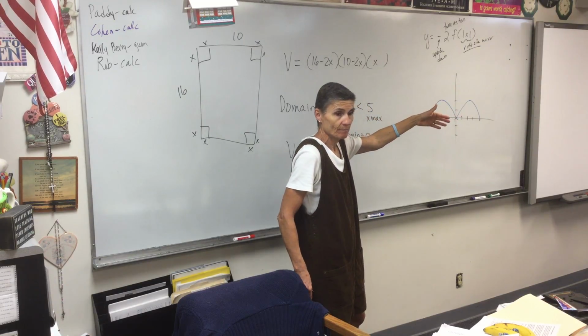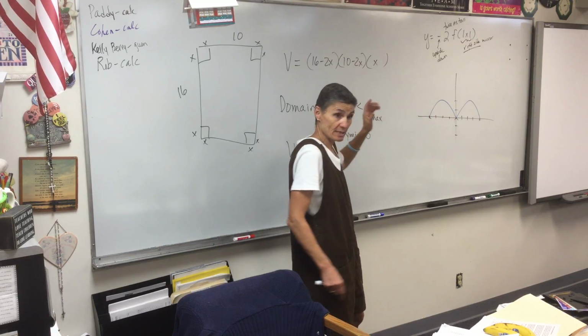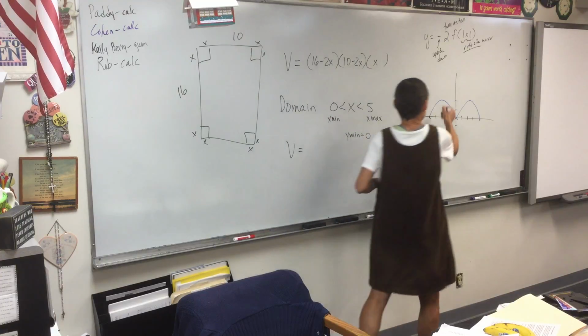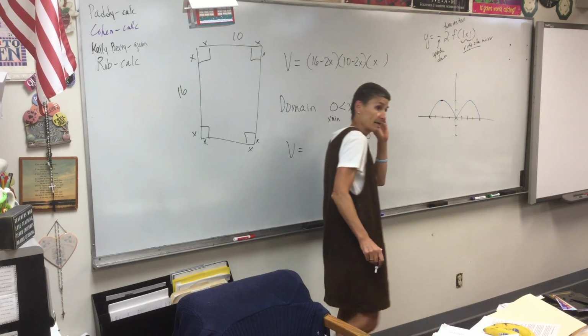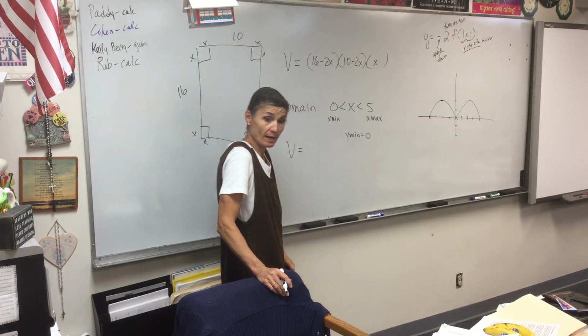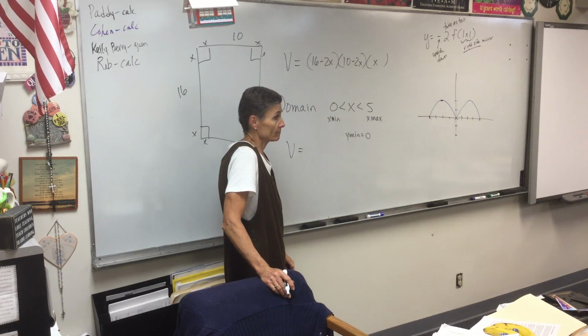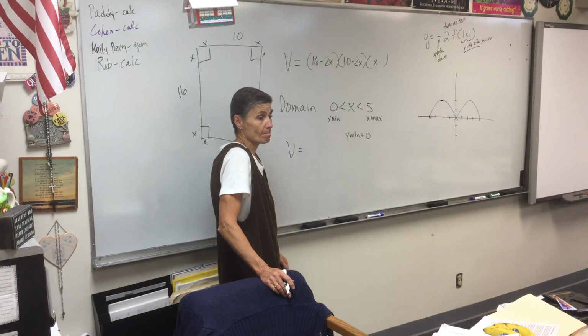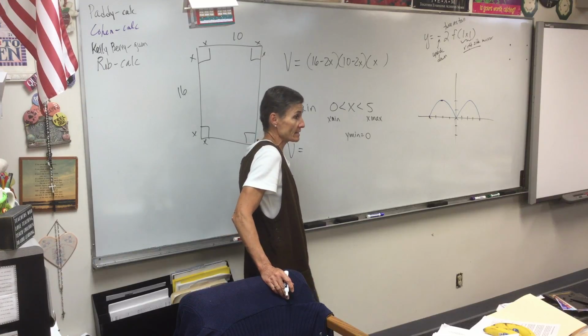So then, what's the answer to that? You do second calc and find the maximum. You're looking for the top of the hill. So you do second calc, set your left bound and your right bound. We need the second calc.